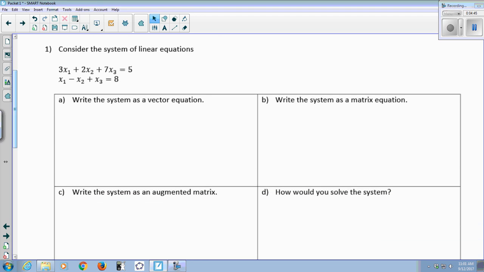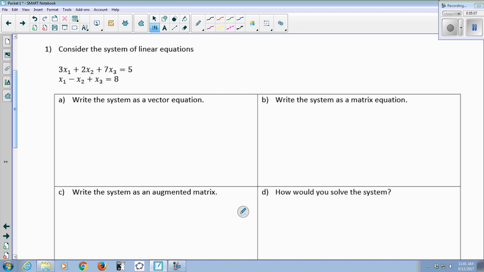Okay, so I've got a system of linear equations: 2 equations, 3 unknowns. I can express this system 3 different ways now: vector equation, matrix equation, augmented matrix, plus just writing out the system of equations. So we've got 4 ways of expressing the same thing.